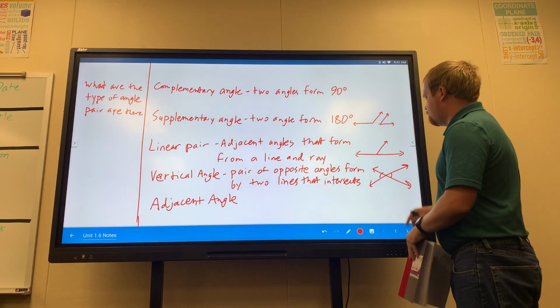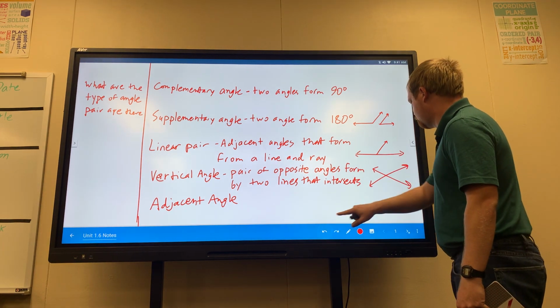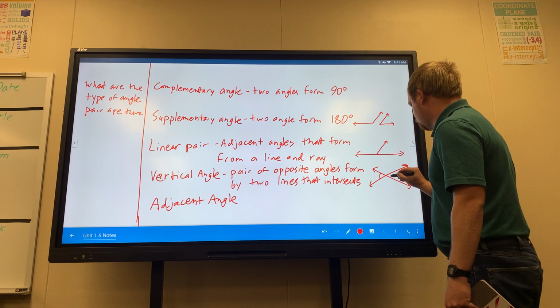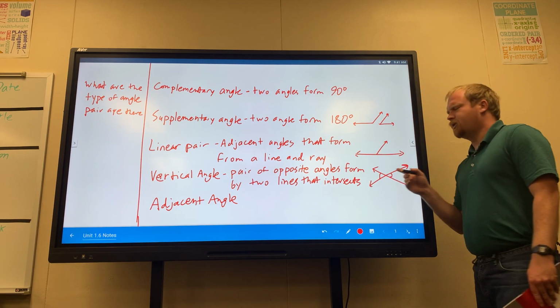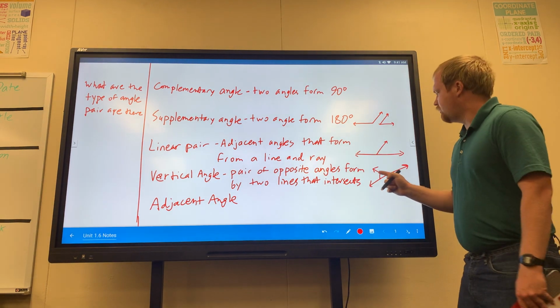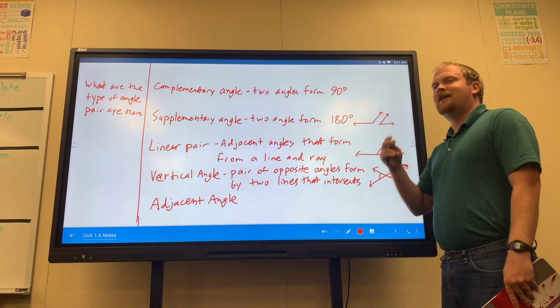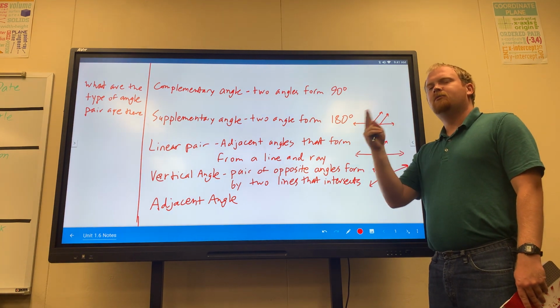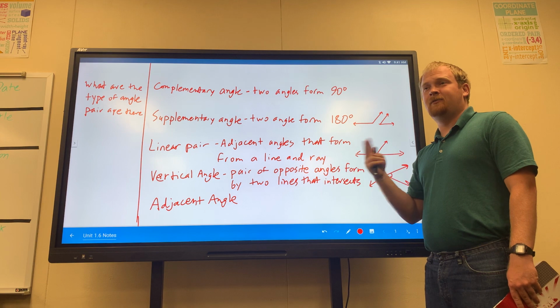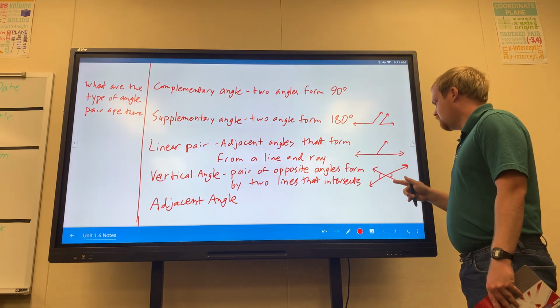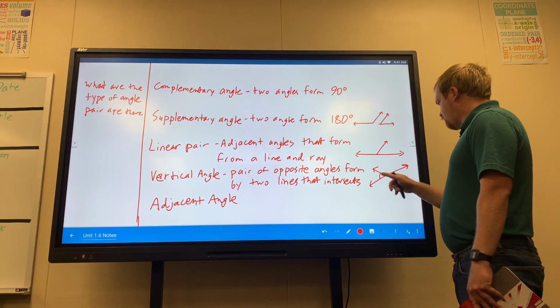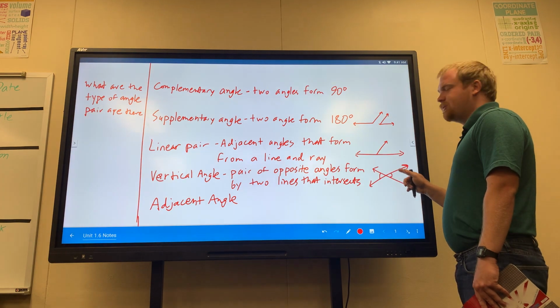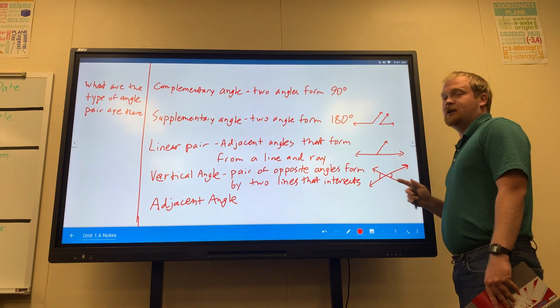Now notice how I actually put a little curve here. Anytime you put a curve, that tells you that the angles are the same. Now if there are two curves, it's just another pair of congruent angles. Okay? So like showing you like this, that tells me that both angles are equal to each other.